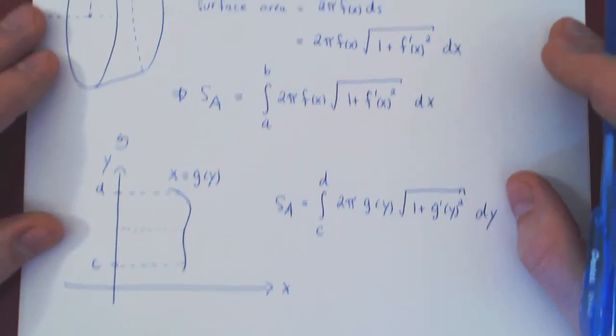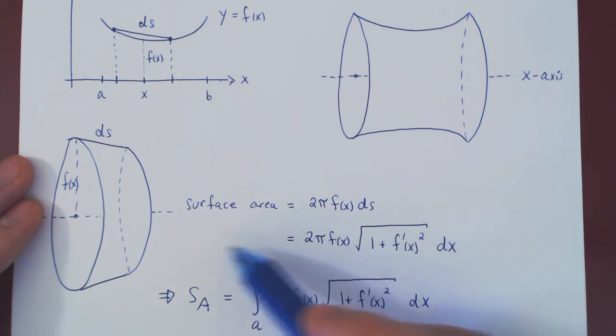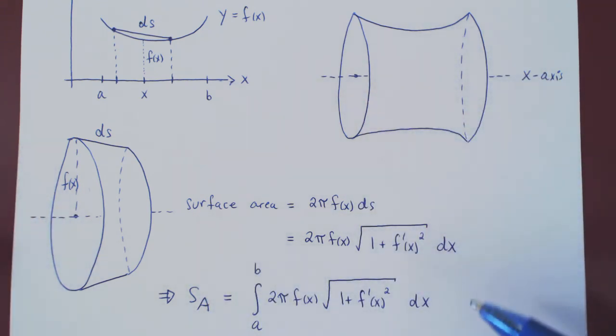And that's it. So in our next video, we will consider an example of such a surface of revolution, and we'll ask, of course, to find its surface area.